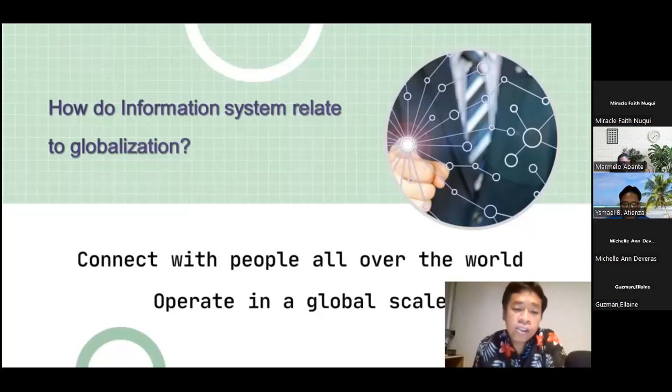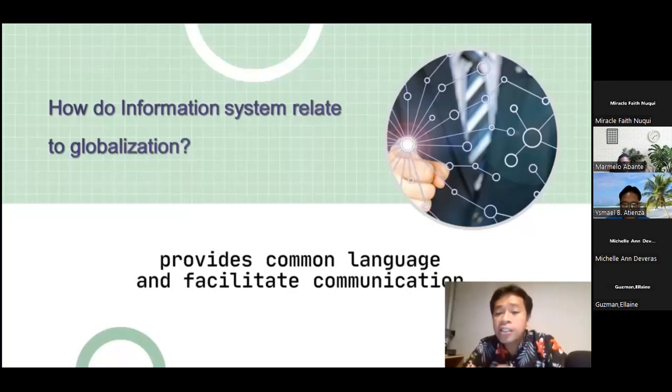Of course, globalization has its drawbacks as well. One of the biggest challenges is managing cultural differences. Although information systems can help by providing a common language and facilitating communications, ultimately it's up to the people involved to bridge the cultural gap or cultural divide.